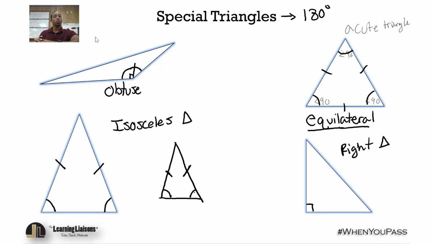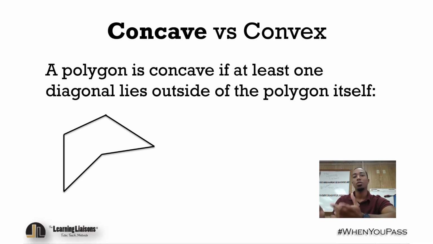So you may be presented with a question saying, hey, the angle measures of a triangle are 90 degrees, 90 degrees, and 20 degrees. Is this a triangle? And that would not be, because 90 plus 90 plus 20 would be more than 180. It has to be exactly 180, and exactly 360 for quadrilaterals. All right, so moving on into concave versus convex polygons.